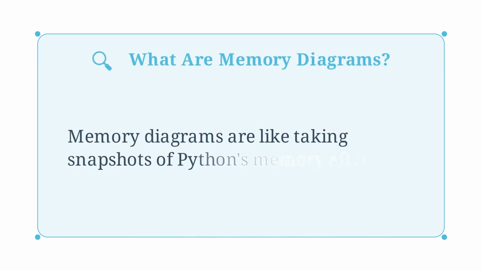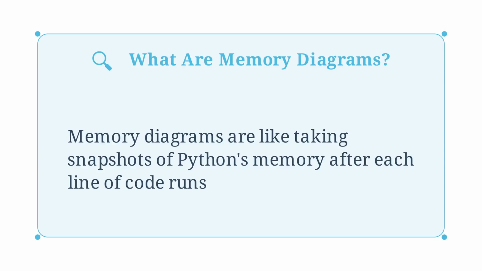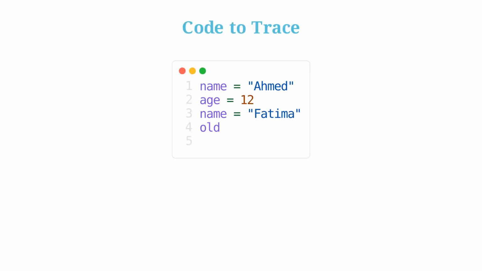Think of memory diagrams like taking snapshots of Python's brain after each line of code runs. Each snapshot shows us exactly which variables exist and what values they contain at that moment in time. Let's trace through this code step by step using memory diagrams. We'll see exactly what happens in Python's memory as each line runs. This is like having a time machine for variables.